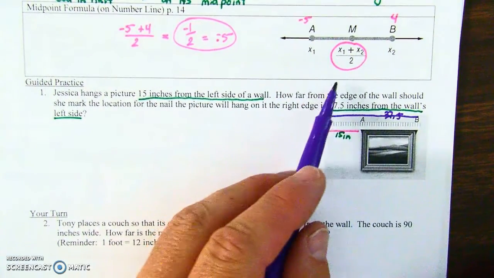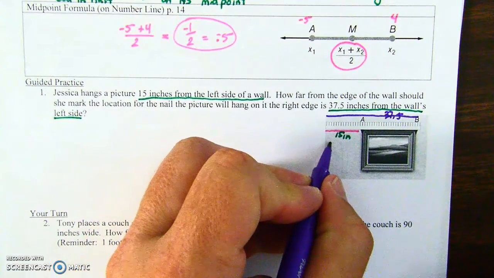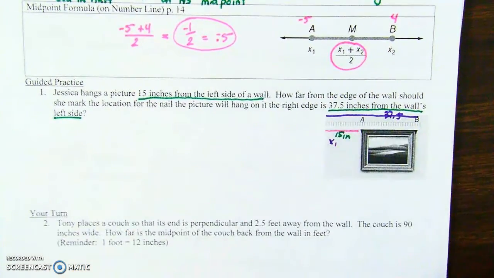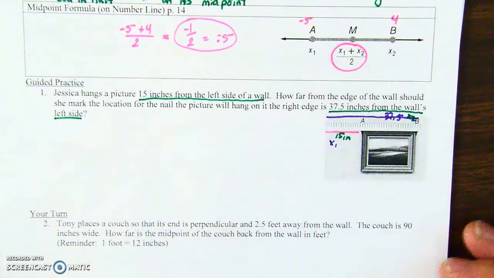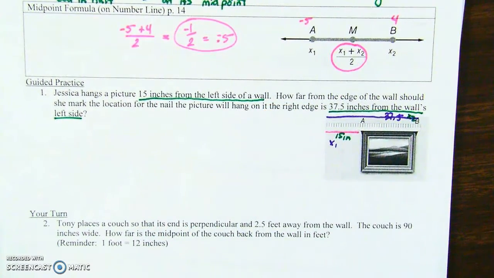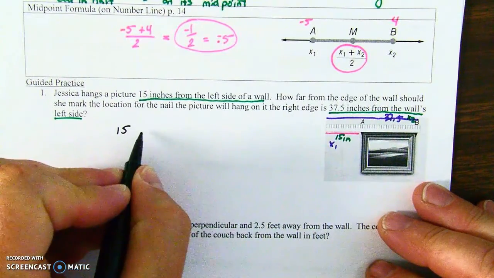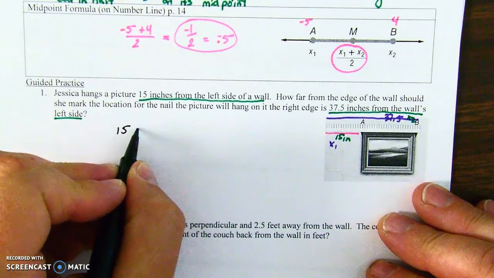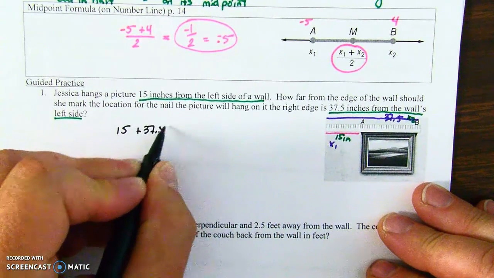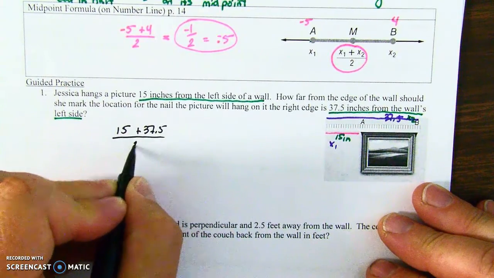So here's our thing. We're going back up to our equation. We're going to label this one probably as our x1. We'll call this one x2. Okay? So we're basically going to take those two and add them up. So here we go. We take 15 inches from the wall, and the other edge of the picture is 37.5 inches from the wall, and we're going to divide that by 2.